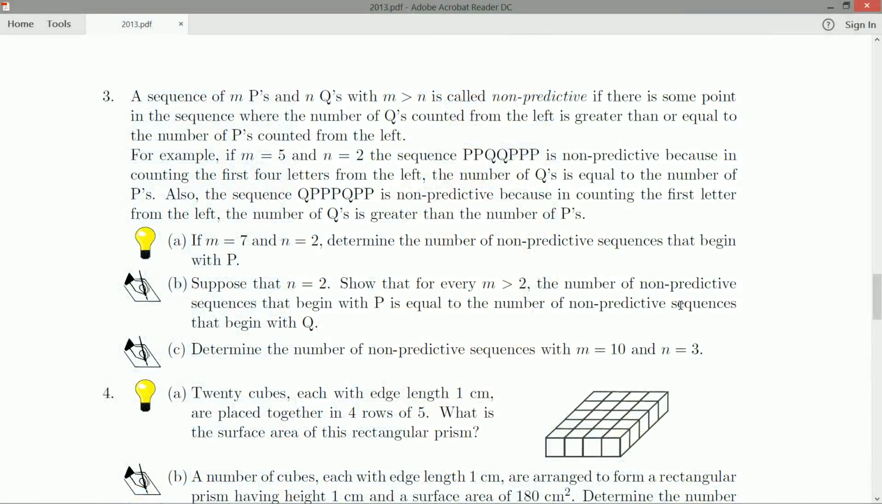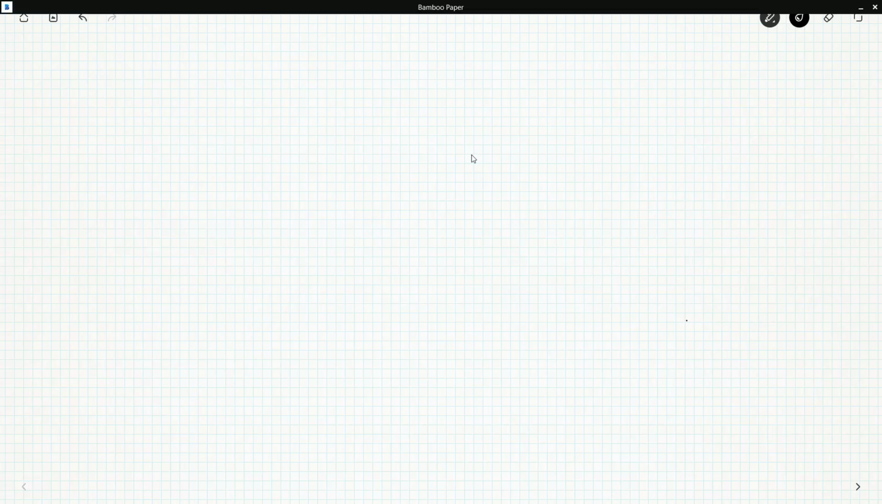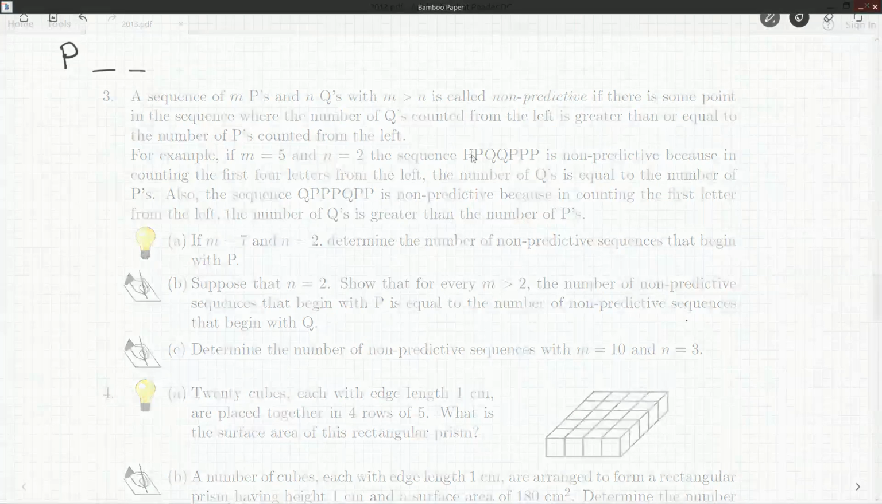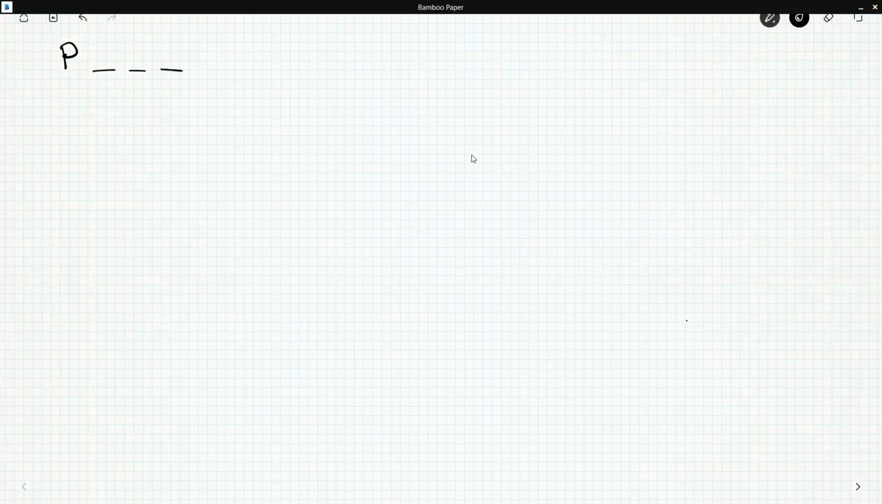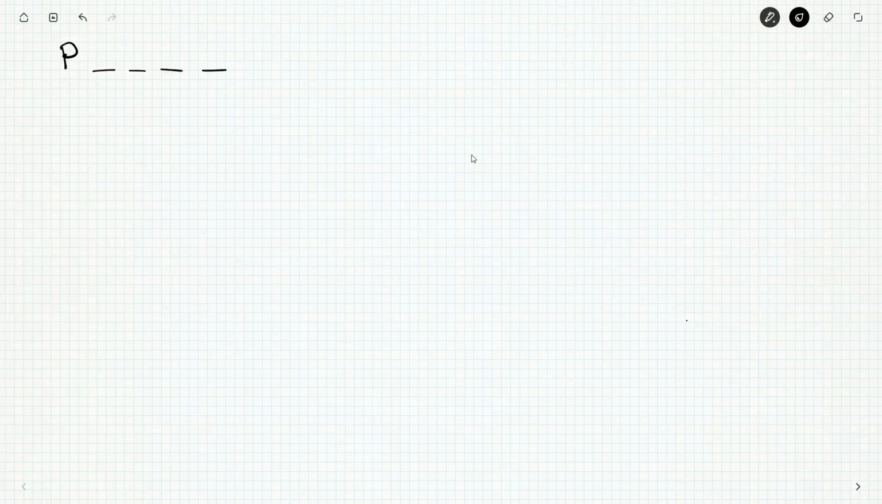It shouldn't be particularly hard. I mean, we are told that we have to have a P right away. So let's jump into our notebook, and it's a light bulb, so we don't actually have to write anything out. So let's just work this out. So we have P, and then M is 7, N is 2. So that accounts for one of them, so we got 6 P's left to go, and 2 Q's, and we need this to be non-predictive.